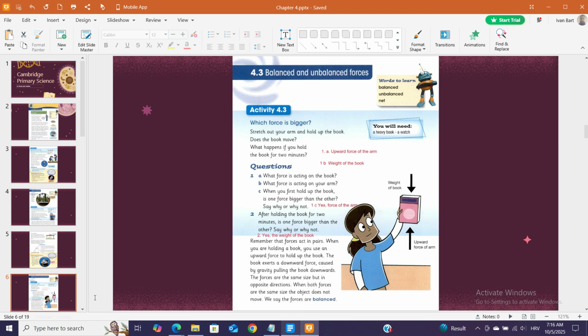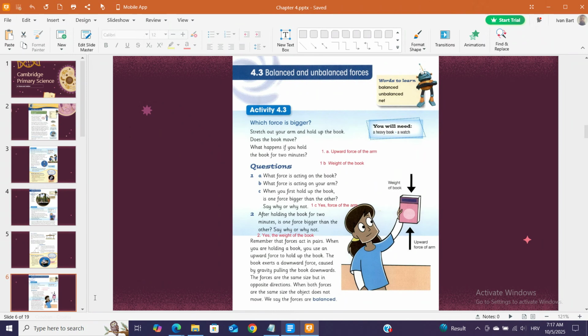Net. Activity 4.3. Which force is bigger? Stretch out your arm and hold up the book. Does the book move? What happens if you hold the book for 2 minutes? Questions. You will need a heavy book and a watch. 1. A. Upward force of the arm. B. Weight of the book.